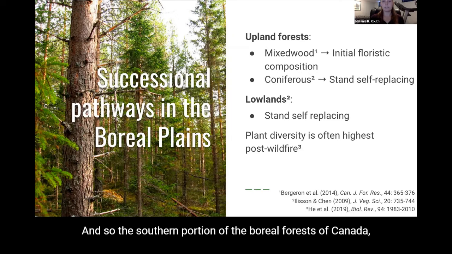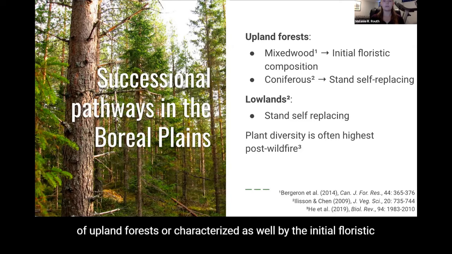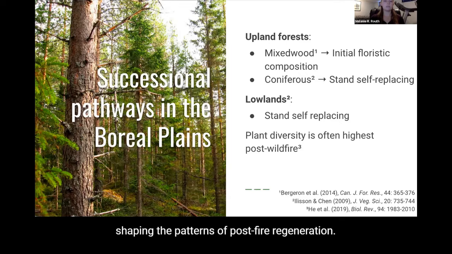of native plants. So in the southern portion of the boreal forest of Canada, which includes the Boreal Plains ecoregion, successional pathways of upland forests are characterized well by the initial floristic composition model, where serotinous coniferous species, root-suckering broadleaf species, and wind-dispersing species are shaping the patterns of post-wildfire regeneration.